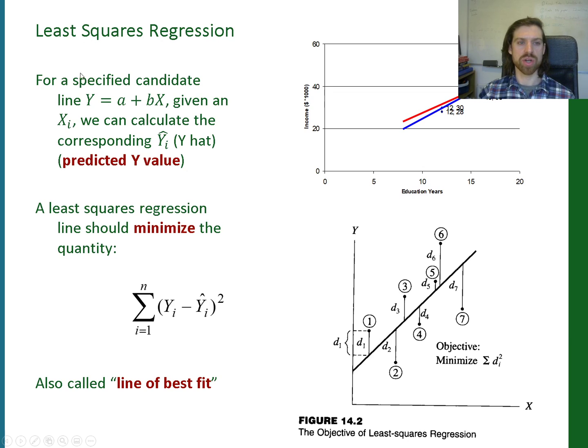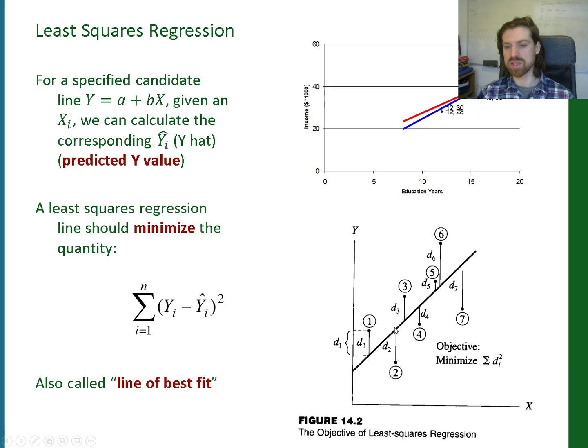So, the least squares regression. For a specified candidate line, and we've already covered this regression equation, y, our output variable, equals a, the intercept, plus b, the slope coefficient, multiplied by x, the explanatory variable. For a given value of x i, we can calculate the corresponding y hat i value, so we're able to get a predicted value. And the least squares approach, which we mentioned previously, minimizes the distance between all of the points, so it's minimizing this quantity here.